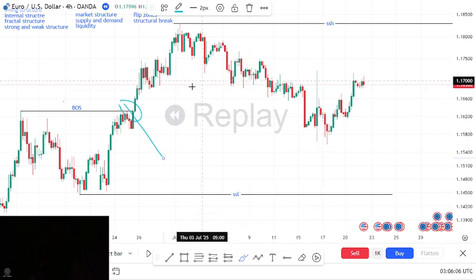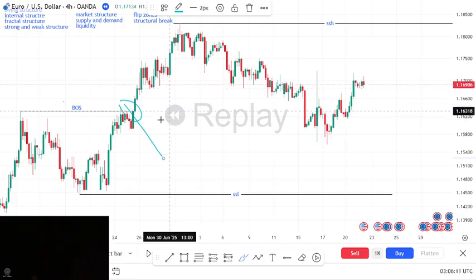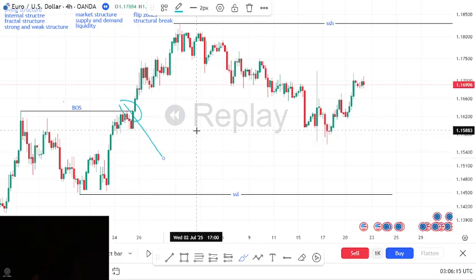So after a break of fractal structure, we expect a fractal pullback. After a break of swing structure, we expect a swing pullback. After a break of internal structure, we expect an internal pullback.